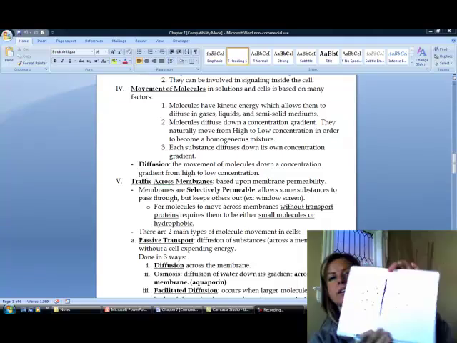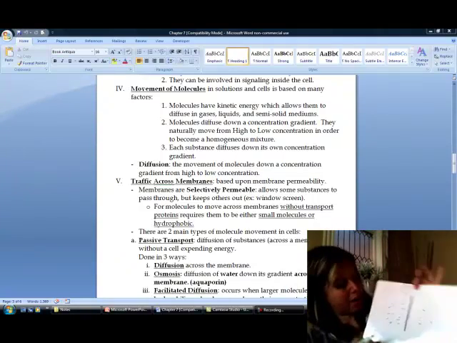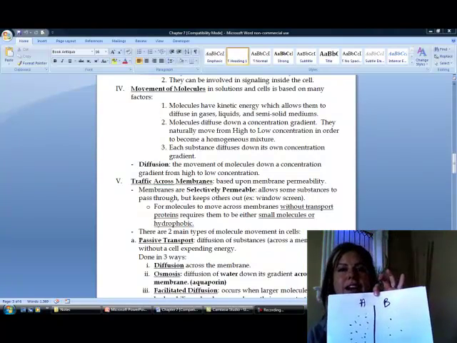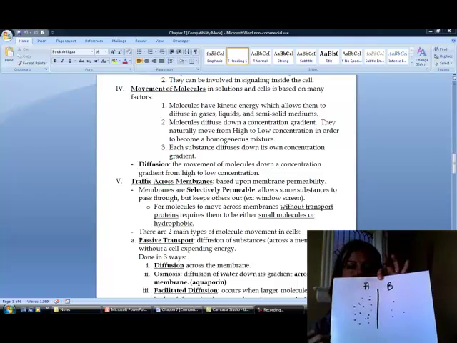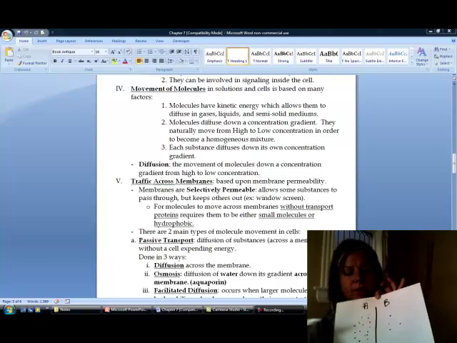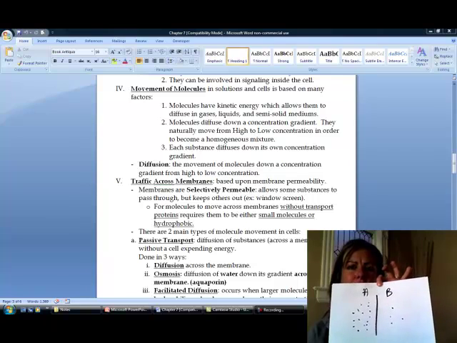Hopefully you can see this. Okay, so what I want you to see here is, let's say we've got side A and side B. And so what I want you to tell me is what direction you think that these are going to flow. These little dots are molecules, and the line is a membrane. So hopefully you're going to be saying that they're going to go from A over to B.